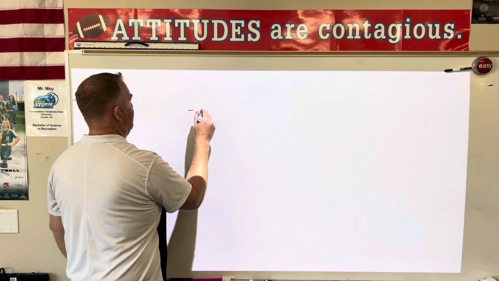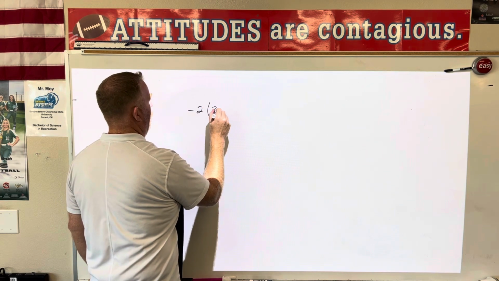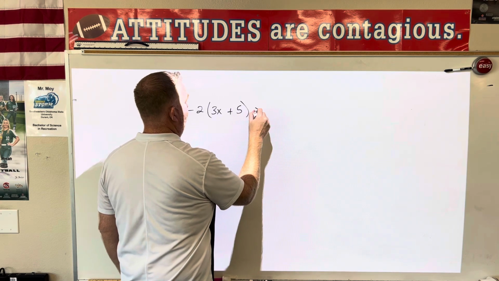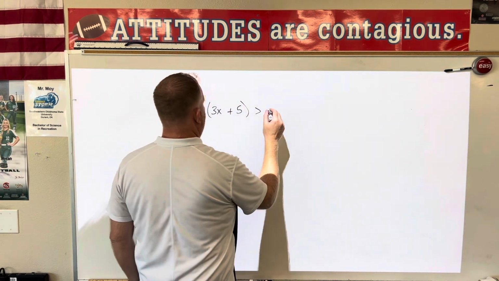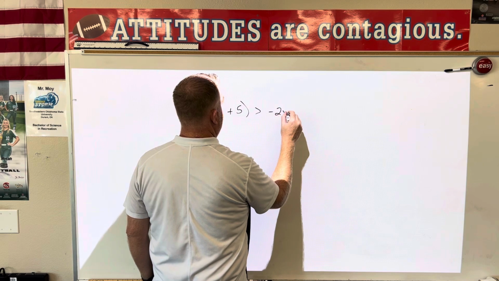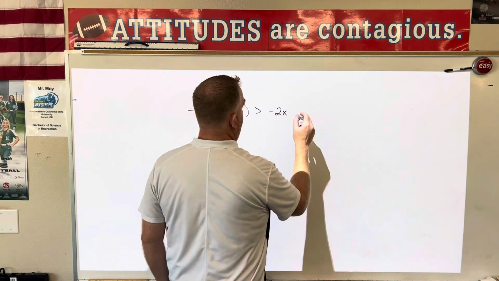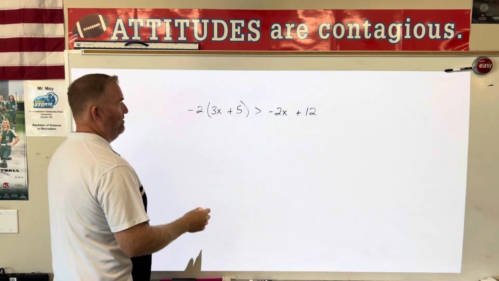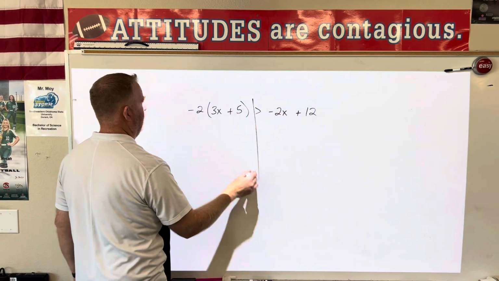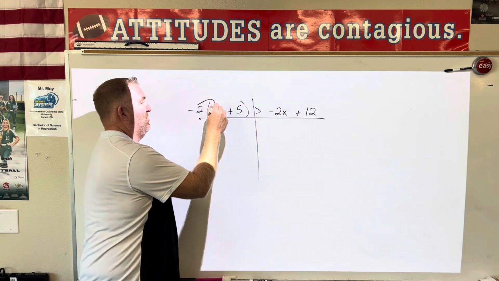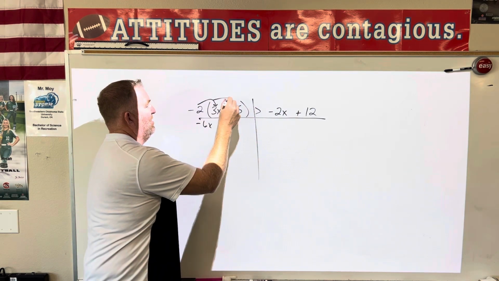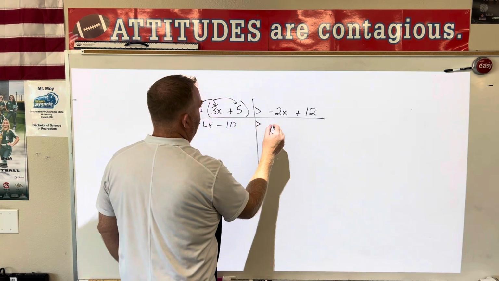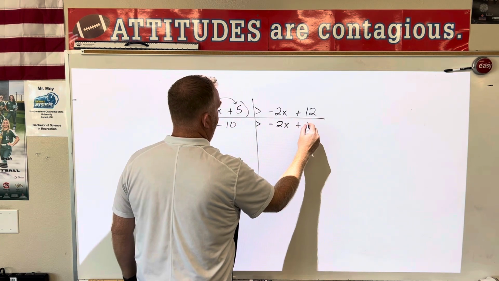So we've got -2(3x + 5) > -2x + 12. Okay, if I have something like this, I'm going to treat this just like an equal sign. So I'm going to distribute. So I get -6x, I get -10. There's nothing else I can do over there. There's nothing I can do here.